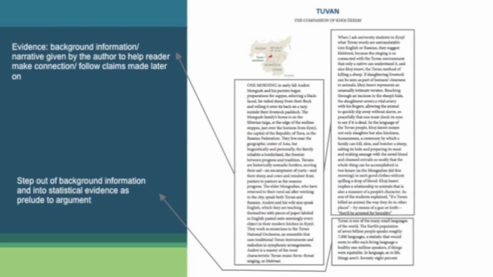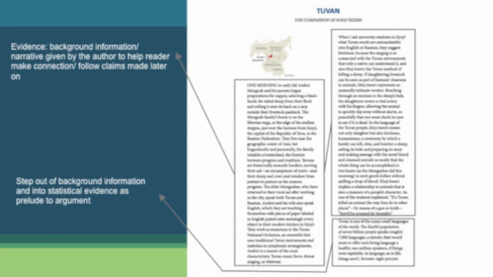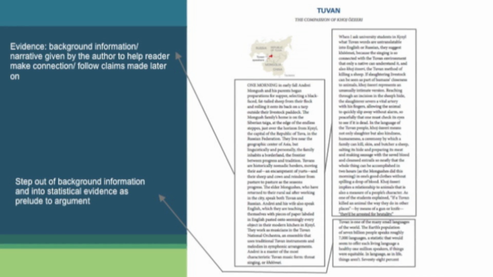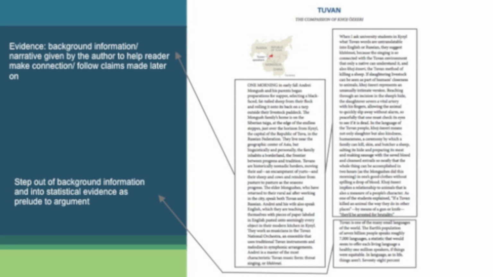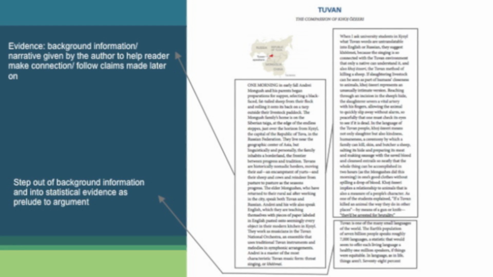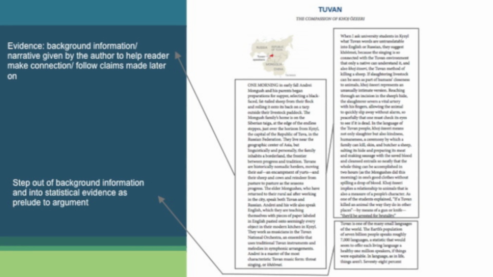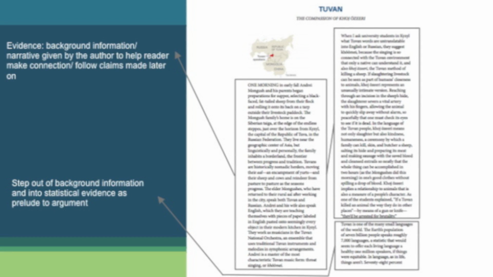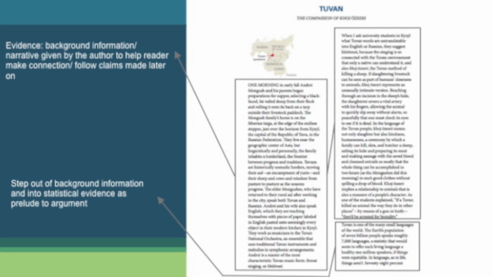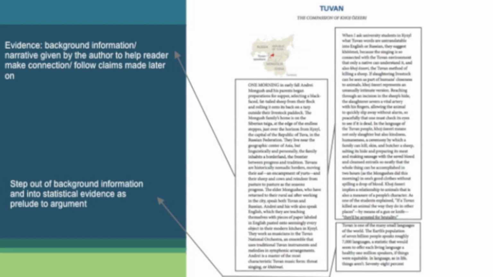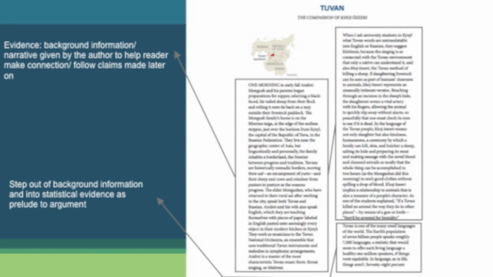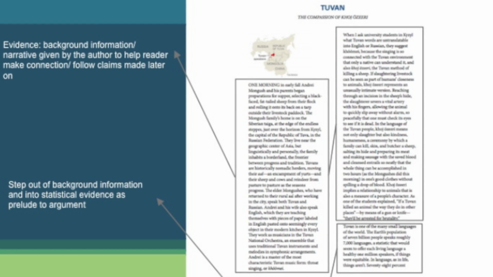Here you can see that we have divided this first page into multiple little boxes. In the very first paragraph, you're able to see evidence, which is basically the background information given to us in order for you to make a connection. This evidence is information and sometimes statistics, as a prelude to your argument. So it's given to you so you can understand what the author is trying to say.